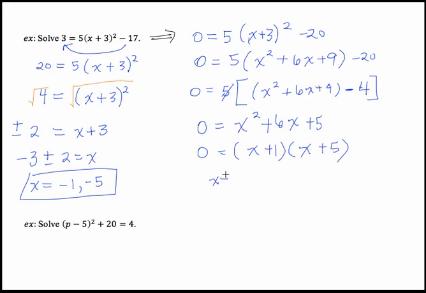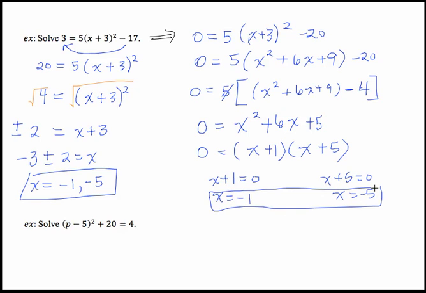And you set each factor equal to 0, and we get the same two answers. Okay, so those are two different ways of doing the same problem. Notice the square root property in this example was easier because the x plus 3 all squared, well, the x is inside a squared term.